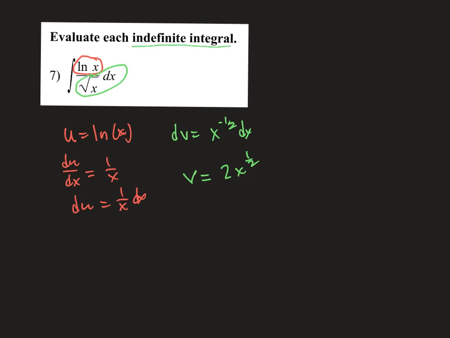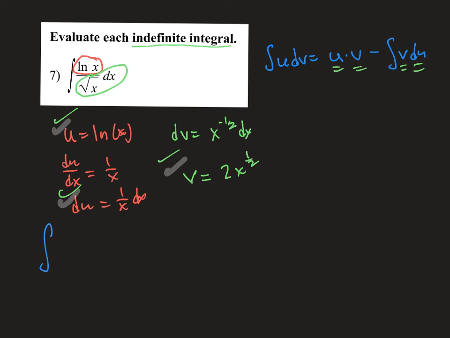Now, these are the pieces we need. We need u, we need du, and we need v. Here's why we need those. The integration by parts formula, in case you've forgotten, is the integral of u dv equals u times v minus the integral of v du. So we need to fill in these blanks. We need to fill in u, v, and du. And we have those three here. Okay? So let's write it out and see what we come up with. The integral, right, which is log x over the square root of x dx equals u times v.